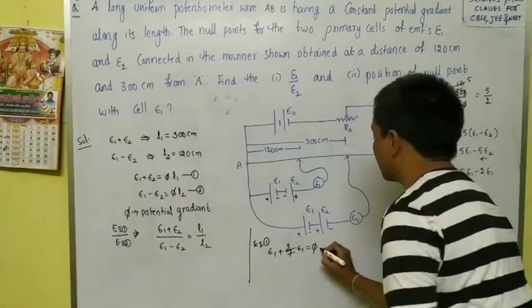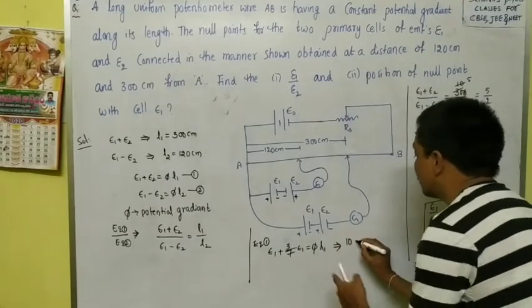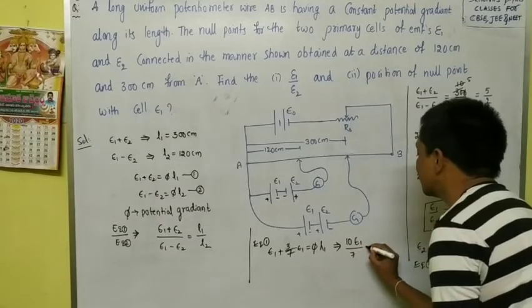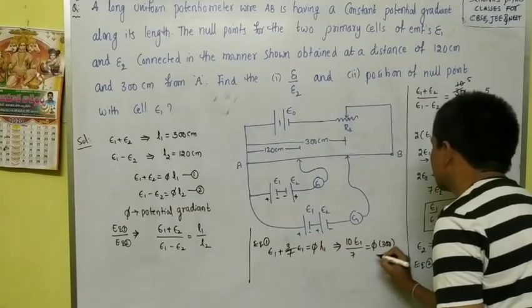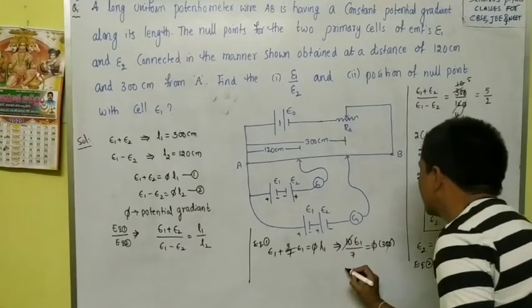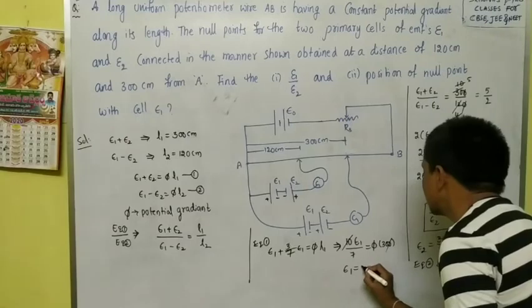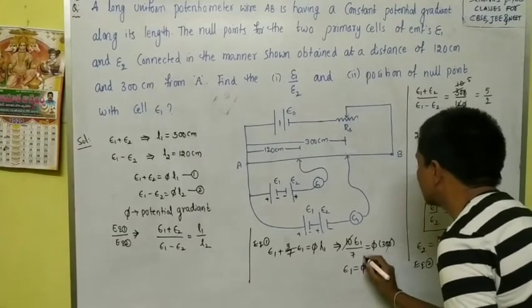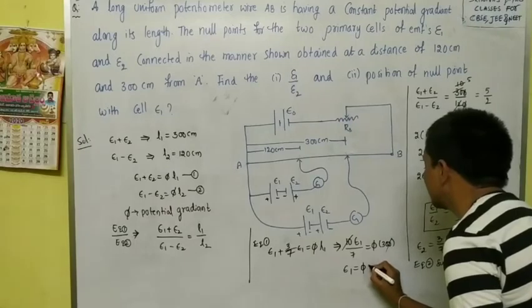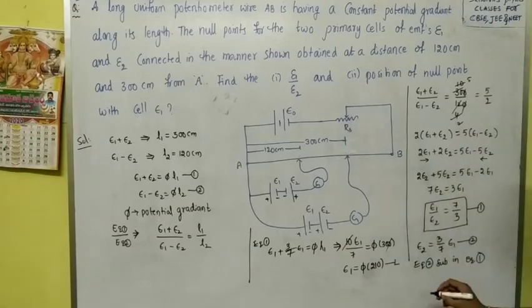L1 already we know is 300, right? And this we simplify. You will get 10 E1 by 7 is equal to 5 into L1, and L1 already we know is 300. If we simplify this, we get E1 is equal to, this 7 goes to the right side, 30 into 7, 210, 5 into 210 we will get. This is equation 4.